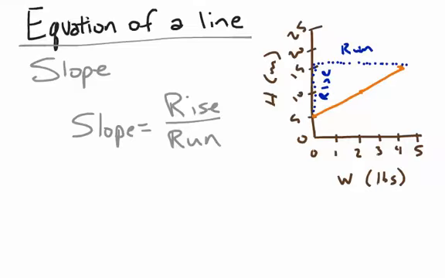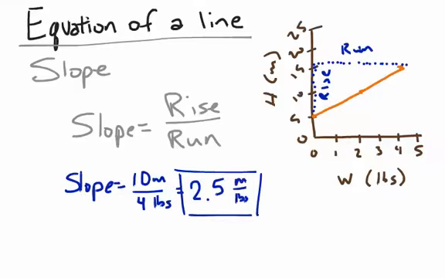The run is how much it goes over horizontally. Here the run goes from 0 to 4. So rise over run: it rises 10 meters, from 5 to 15 meters, and it runs 4 pounds, from 0 pounds to 4 pounds. Notice that we're not just looking at the numbers here, but we're also looking at the units. The units are important in the measurements that we take here in physics. So 10 meters over 4 pounds gives us a slope of 2.5 meters per pound.